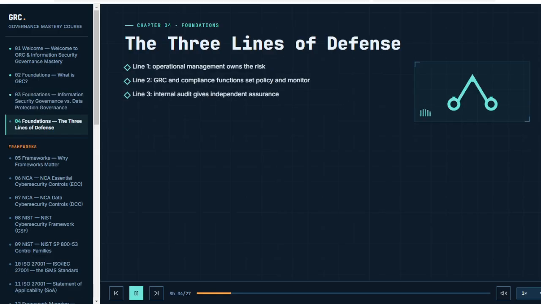Mature governance runs on three lines of defense. The first line, operational management, owns the risk day to day. The second line, the GRC and compliance function, sets policy and monitors it. The third line, internal audit, gives leadership independent assurance that it's all working. In summary, line 1, operational management, owns the risk; line 2, GRC and compliance functions set policy and monitor; line 3, internal audit gives independent assurance.